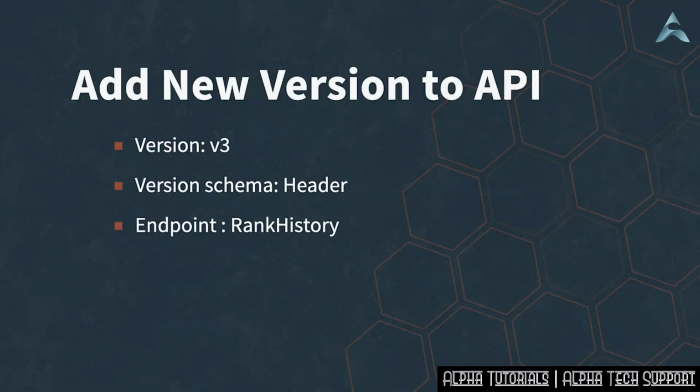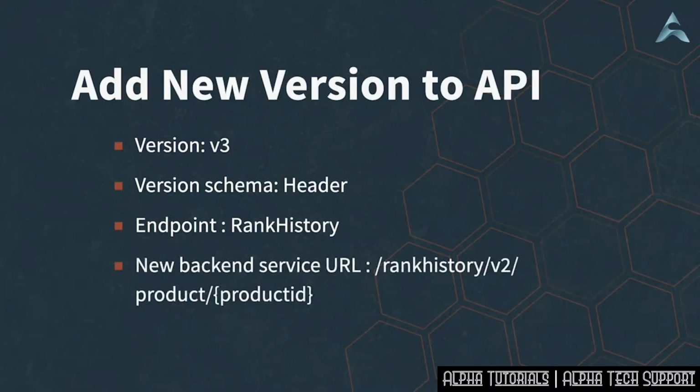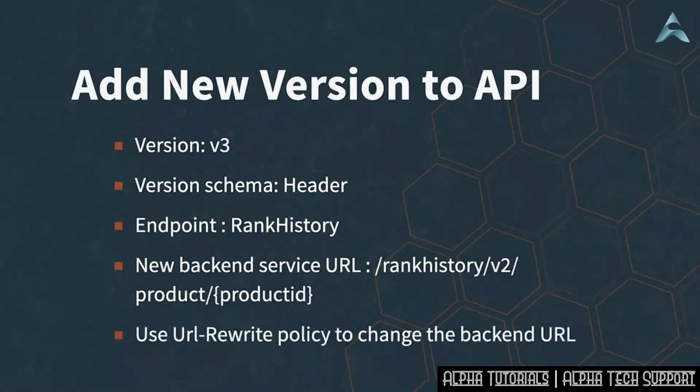This endpoint now needs to point to the new backend service URL, which is rank history v2 product ID. The actual URL on the API should not change, but you should use a URL rewrite policy to change the backend URL. And also, you need to change the definition, so the definition matches the new endpoint from our backend service. You'll find the new endpoint for our backend service in the exercise files.